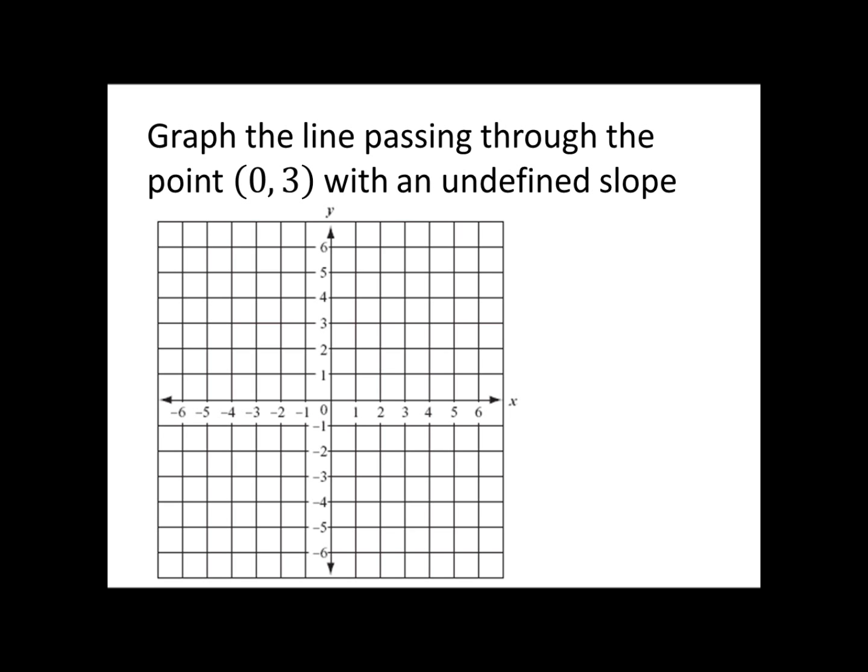Let's graph the line passing through the point 0, 3 with an undefined slope. Well, we can go ahead and plot the point 0, 3, that is, it's on the y-axis at 3. But what's an undefined slope? Well, an undefined slope means that our line needs to be vertical. So we'll actually just draw a vertical line through the point 0, 3, like so. Basically, it's the y-axis.